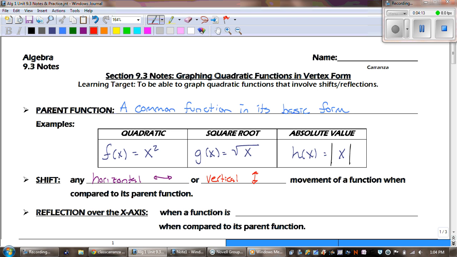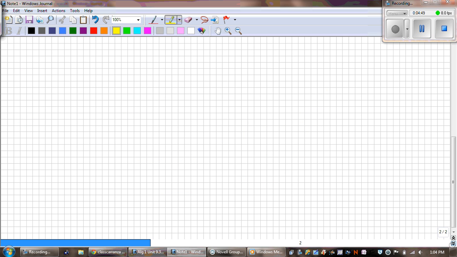So if we have a new function, we would compare it to the basic one just to know what it looks like, okay? Now the reflection over the x-axis is when a function is flipped, okay? Flipped, okay, and that would be vertically, okay? A vertical change. Another way to think of it is if it is upside down, okay? We are not talking about horizontal shifts. There are horizontal shifts, but let's go back to this guy right here.